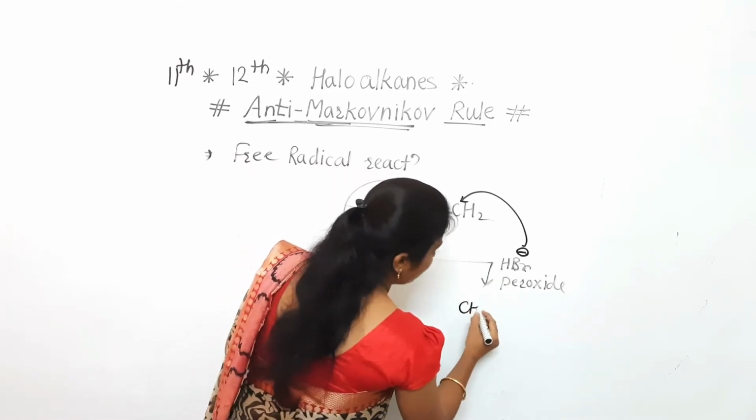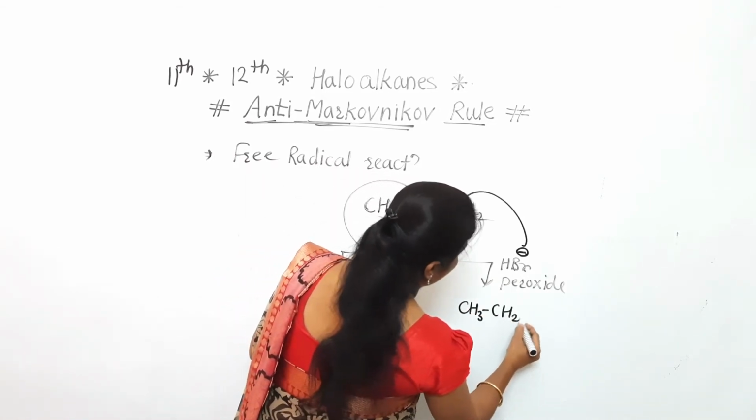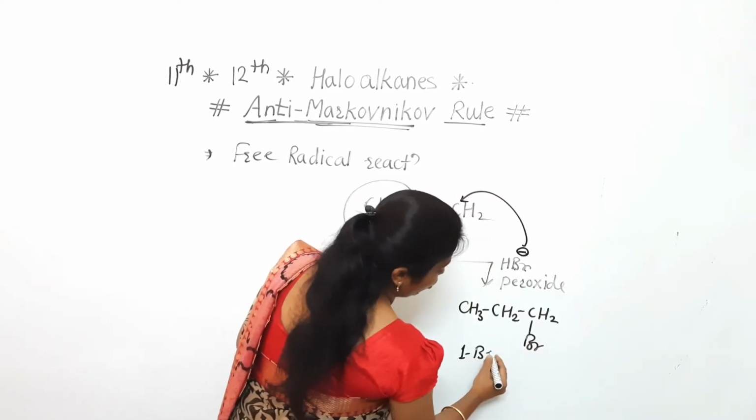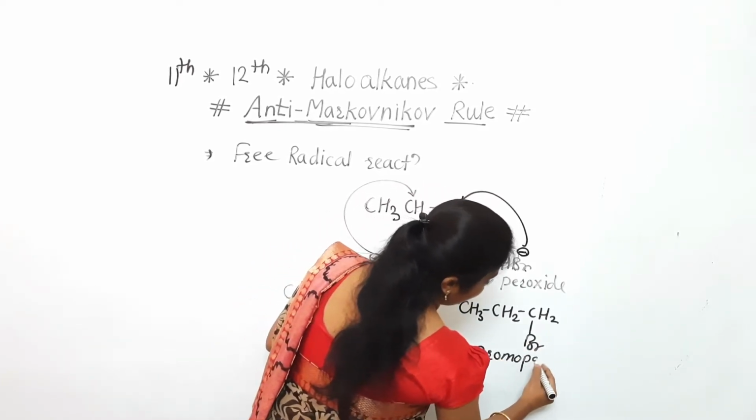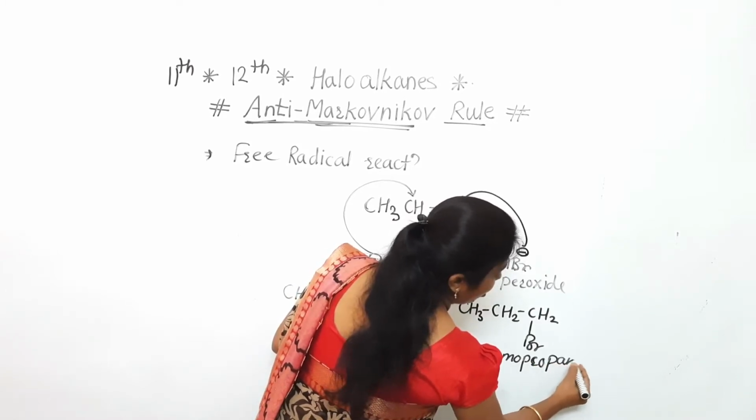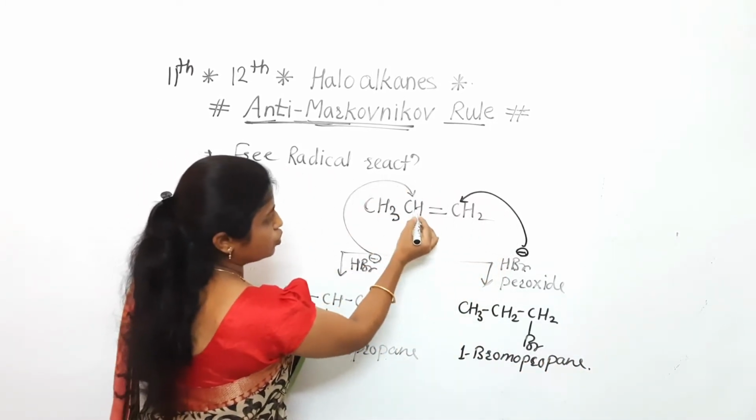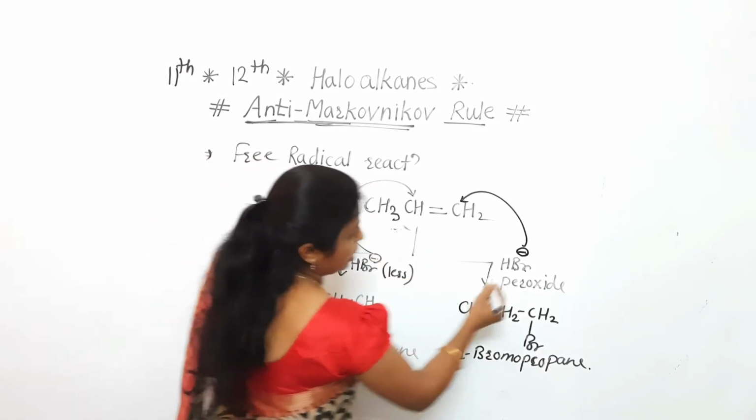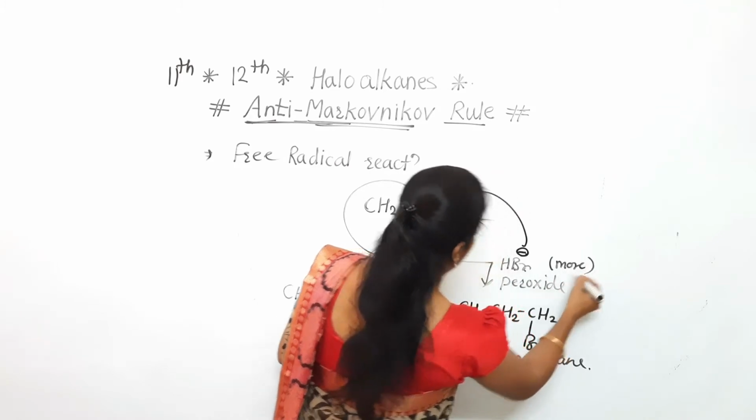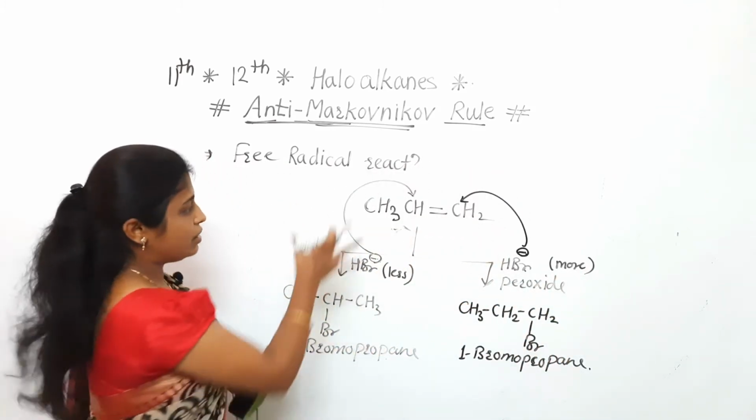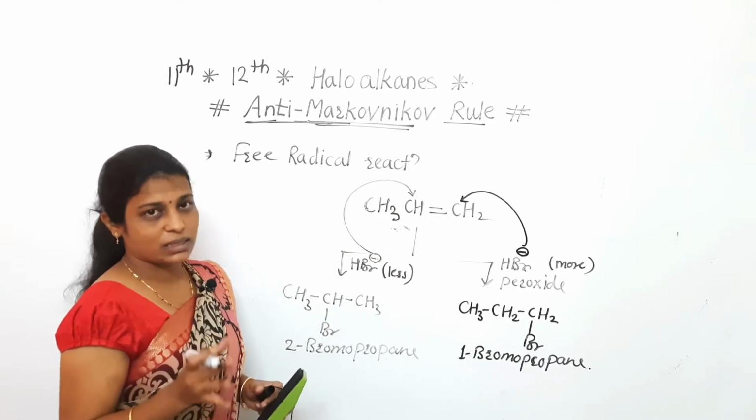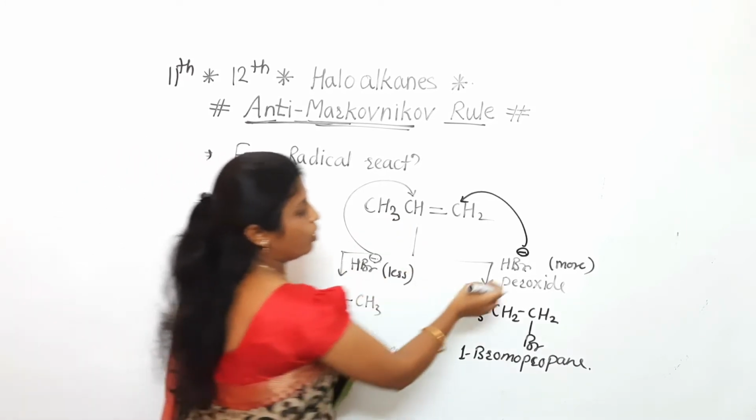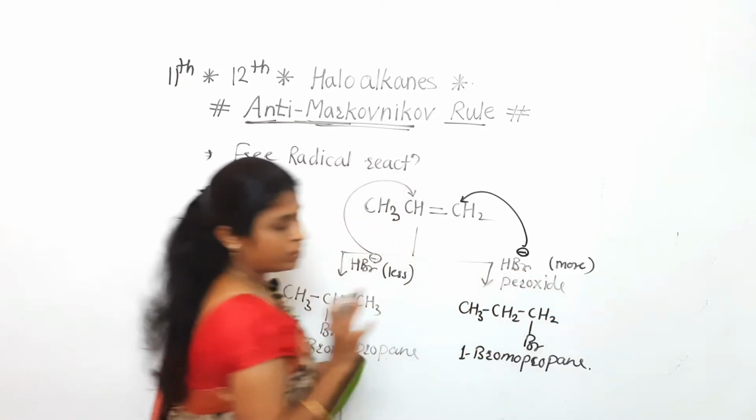So what will be the product? CH3CH2CH2Br. What is the name? 1-bromopropane. So see, it is totally opposite to the Markovnikov rule. Here it is attached to the carbon with fewer hydrogens, while there it is attached to the carbon with more hydrogens. Keep in mind this is a question most of the time asked in exams also. One arrow will be only HBr, one arrow will be HBr along with the peroxide.